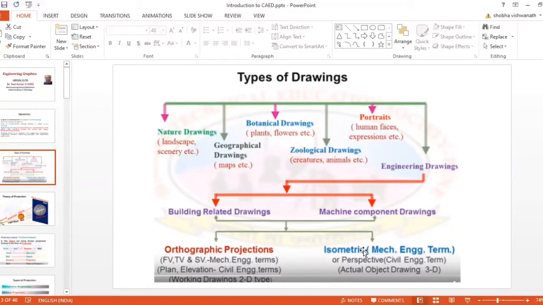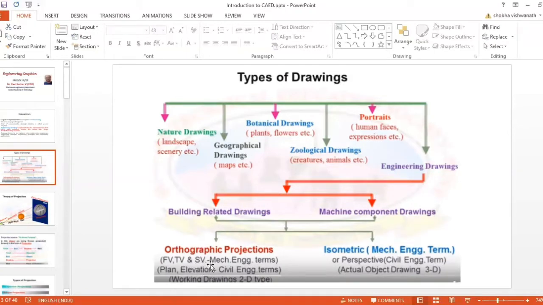In orthographic projections, you have different views. FV means front view, TV means top view, and SV means side view. If we take an example of one object, any mechanical component, you draw three different views: front view, top view, and side view, so that you can manufacture that component.